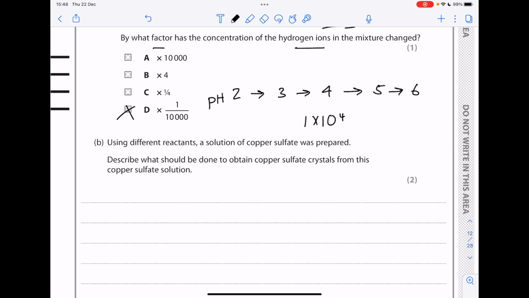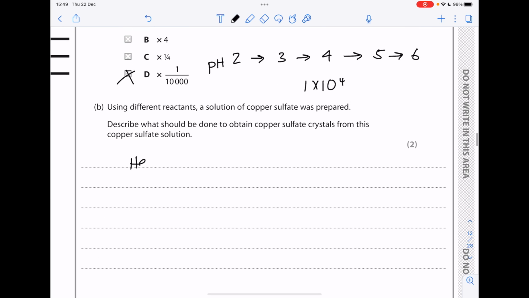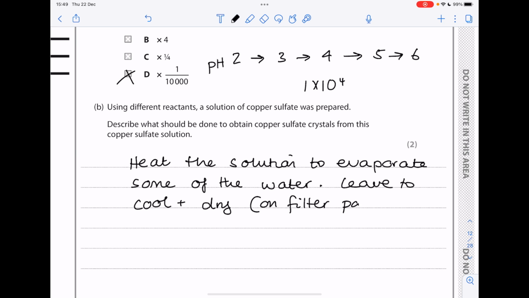Using different reactants, a solution of copper sulfate was prepared. Describe what should be done to obtain copper sulfate crystals from this copper sulfate solution. You want to heat the solution to evaporate some of the water and then leave to cool and dry. On filter paper if you're feeling fancy.